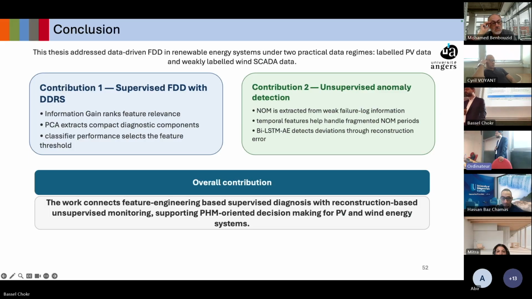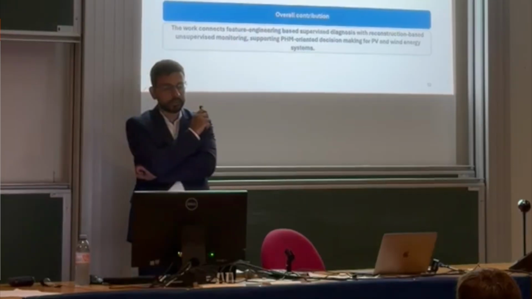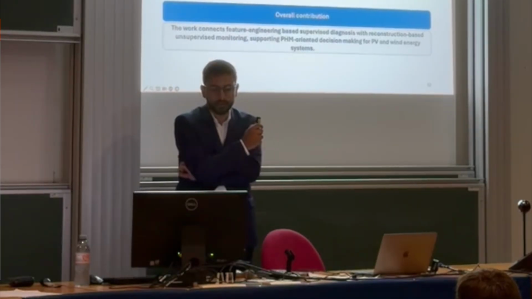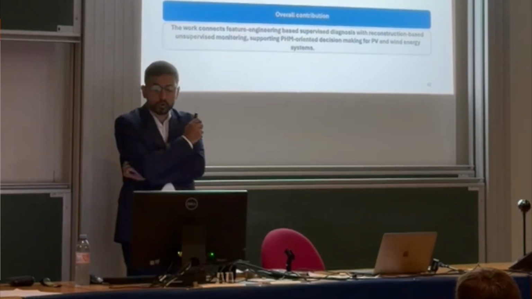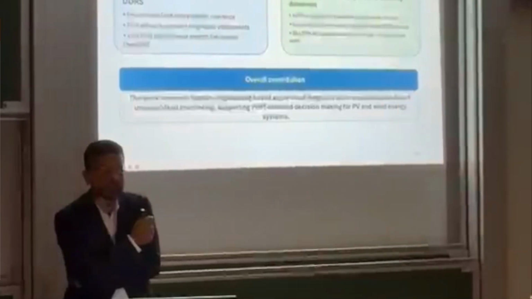Then proceeding to the conclusion: contribution 1, with the supervised FDD and DDRS, information gain was used to rank the feature relevance. PCA extracted compact diagnosis components, and the classifier performance selected the feature threshold. Contribution 2, with the unsupervised anomaly detection, NOM is extracted from weakly labeled failure log information, only to extract the NOM. The temporal features were added to handle fragmented NOM periods. The bi-LSTM autoencoder detected deviations through reconstruction error.